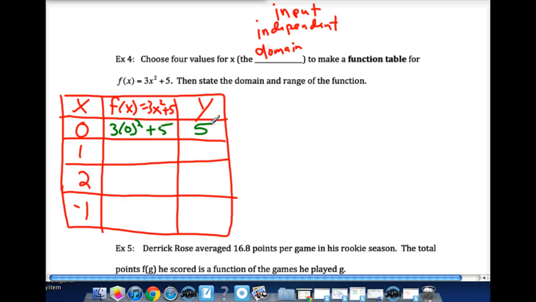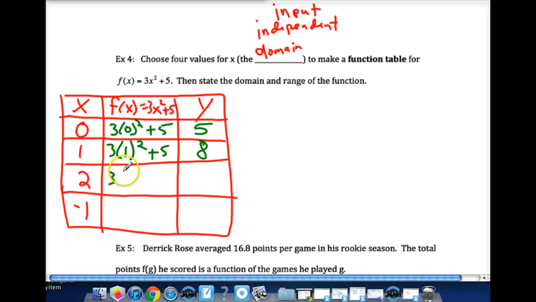All right, let's try 1 now. 3 times the quantity of 1 squared, please use parentheses, people, plus 5. Do your order of operations in your head, guys. You're smart enough to do this. Square your 1, times it by 3, add 5. 8. I got 8. 1 squared is 1, times 3 is 3, plus 5 is 8.